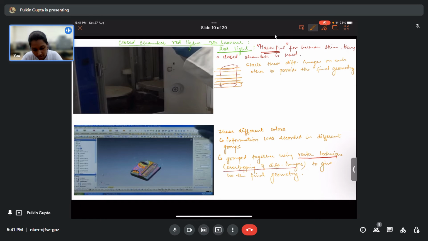Here this is the platform where you keep your physical object. It rotates up to 360 degrees, one complete rotation. You place your geometry in the center of this platform.